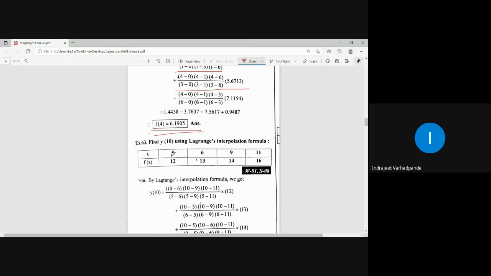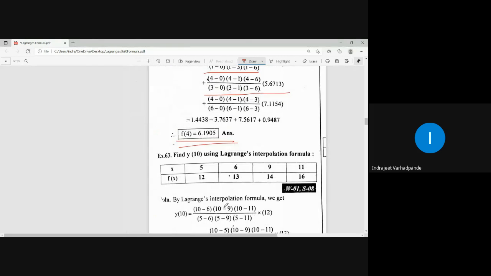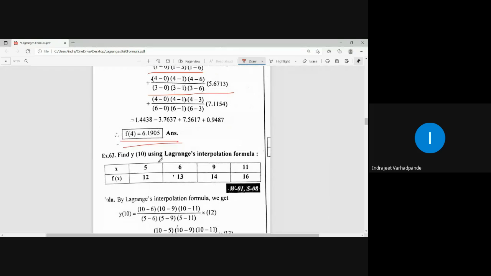The next problem, which is of the similar kind, is demanding the value of y at 10 using Lagrange's interpolation formula. Now, at first sight, looking at the question, I cannot find any blank space or missing term in the way the table is drawn in this particular example. The values are 5, 6, 9, 11. And you are asked to find out the value at x equal to 10.